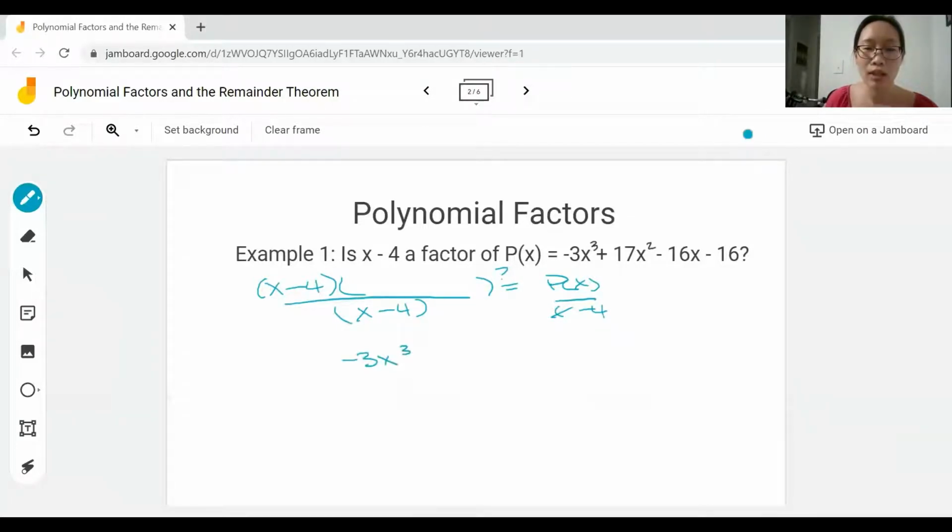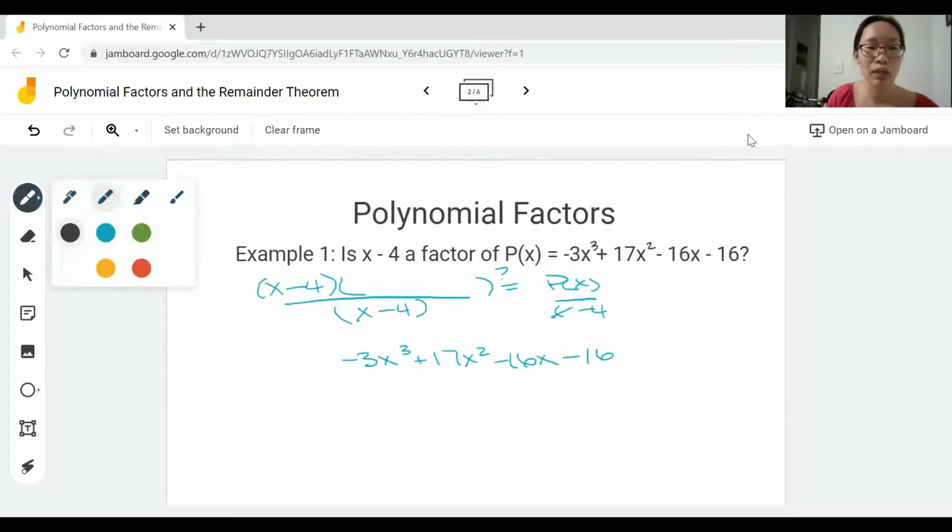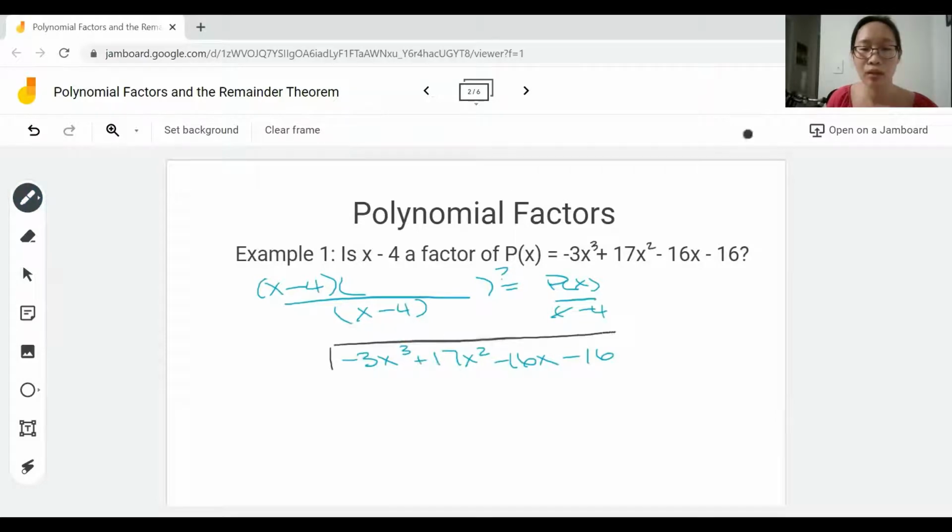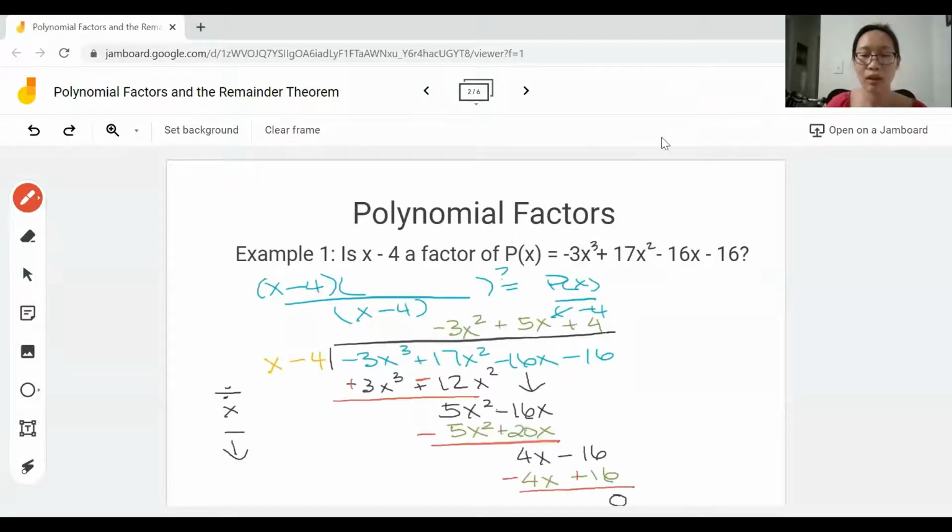You can use synthetic division if you prefer. And if you don't remember how to do either of those, please check out my videos above. I'm going to pause this video so that I can work it out, and then we'll talk about the results. Since my remainder here is 0, that means that my polynomial divided evenly into the x minus 4 groups, which means x minus 4 is a factor of p of x because the remainder is 0.